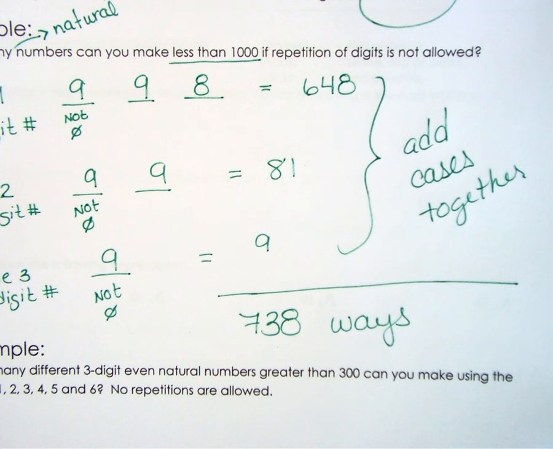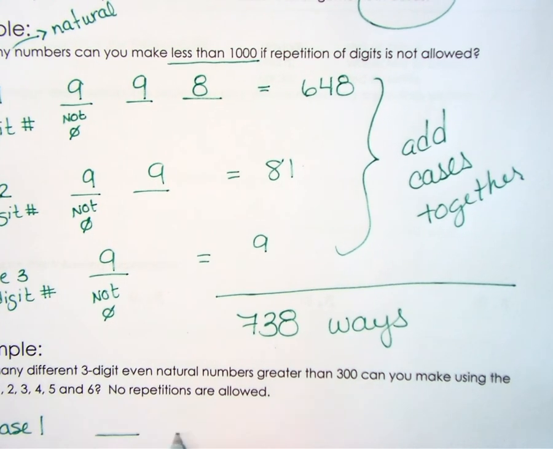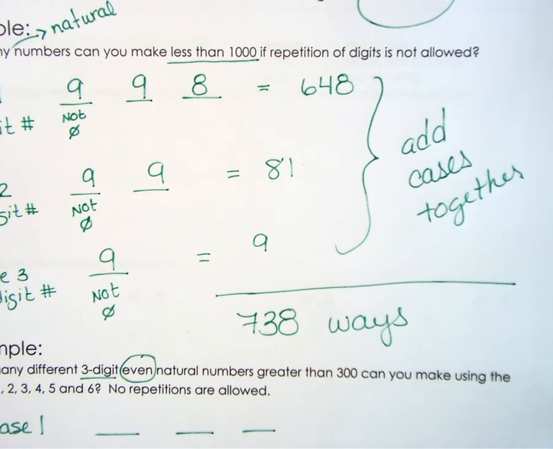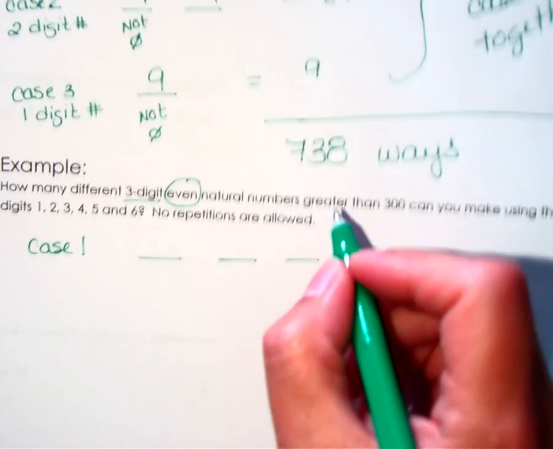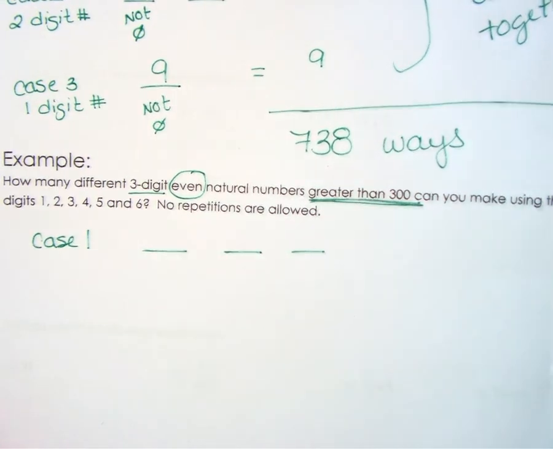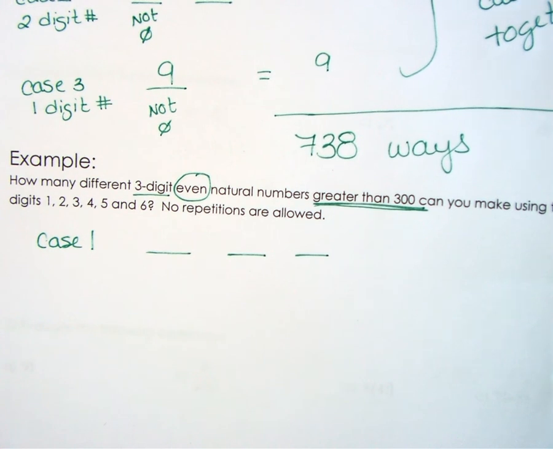Okay. How many different 3-digit even natural numbers greater than 300 can you make using the digits 1, 2, 3, 4, 5, and 6? No repetitions allowed. Okay, so case 1, they have to be even. They have to be 3-digit. And they have to be greater than 300. So there's your first case.